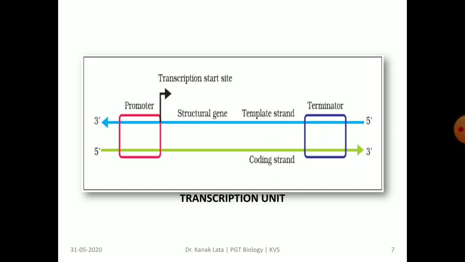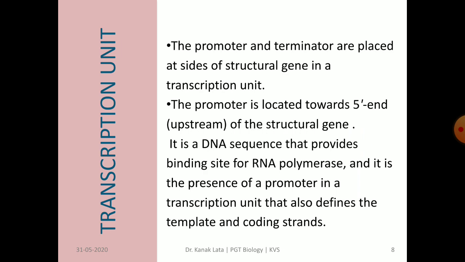This is the figure showing the transcription unit having promoter, structural gene and terminator, and also showing the template and coding strand with their polarity. In the transcription unit, the promoter and terminator are placed at the sides of the structural gene, which means the structural gene is flanked between the promoter and terminator. The location of the promoter is towards the 5' end, that is, upstream of the structural gene.